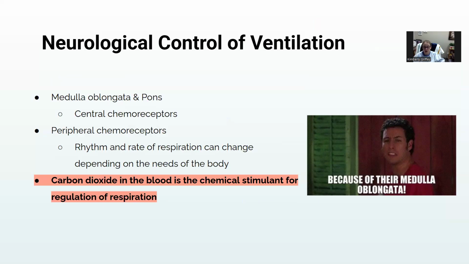Chemoreceptors send nerve impulses to the respiratory centers in the brain to modify respiratory rates in response to increasing blood CO2 levels, which decreases blood oxygen levels, or increasing blood acid levels. Then you have peripheral chemoreceptors, and the rhythm and rate of respiration can change depending on the needs of the body. So carbon dioxide in the blood is the chemical stimulant for regulation of respiration.